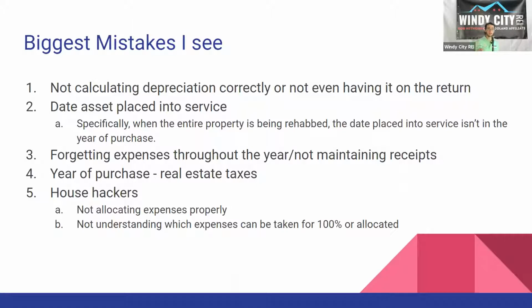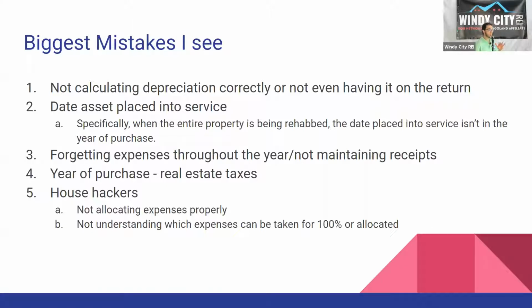Next, kind of going into the biggest mistakes that I see: not calculating depreciation correctly or not even having it on the return. So on Schedule E, there's just a line that says depreciation. So you would want to make sure your accountant is figuring that out. So that's an easy way of doing it. And then there's also a different form called the 4562 that you can see if there's an asset that's been placed into service.